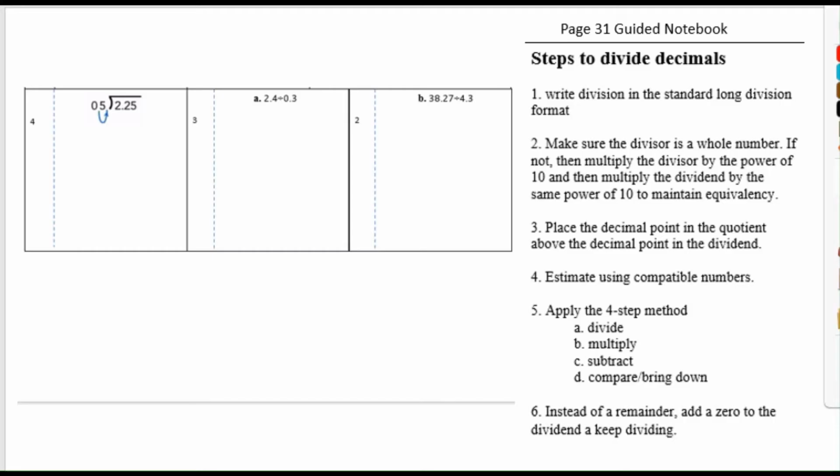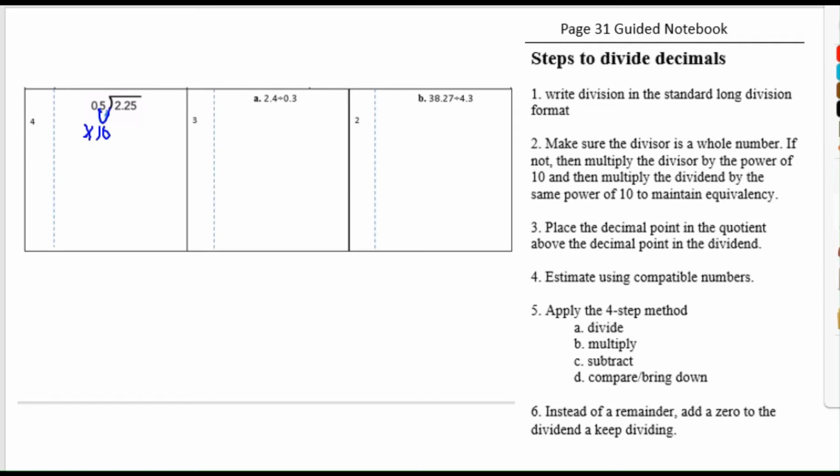So here is, we're on the same page, we're going to use the steps. Letter A, B, and so we're going to check, we're going to do these here. So we have 2 and 2500ths divided by 5/10. So our divisor is not a whole number. So this is the first one, the one with the 4 next to it. Our divisor is not a whole number, so we move the decimal point to the right one time. That's multiplying by 10.